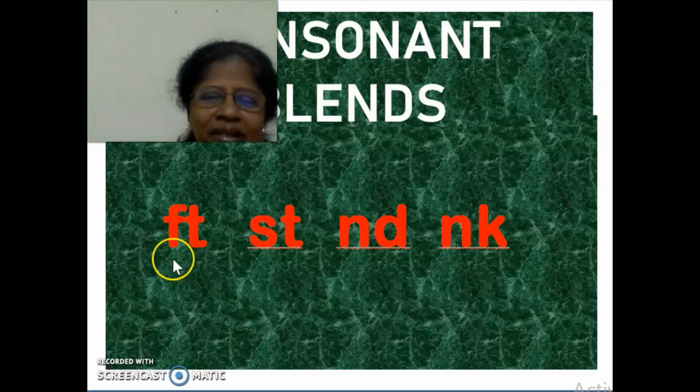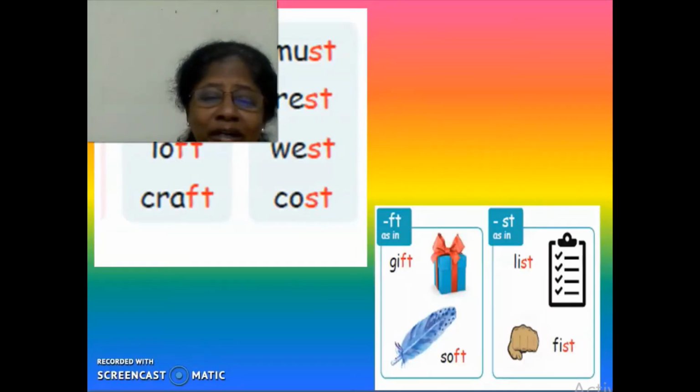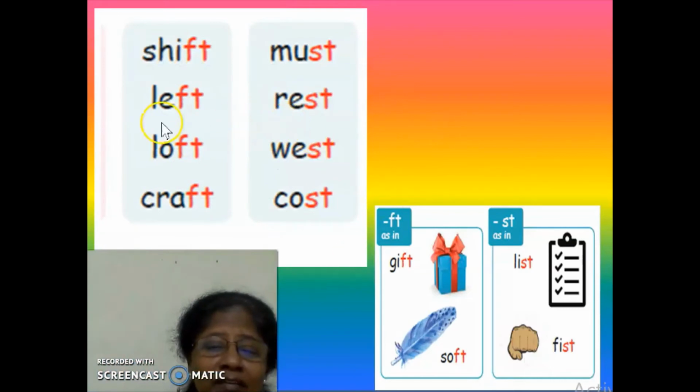Okay, let us hear you saying this: if, ist, ind, ink. Right, now let's read the words from your book. These are the words that you have with the if and ist sound. Let's go one by one.